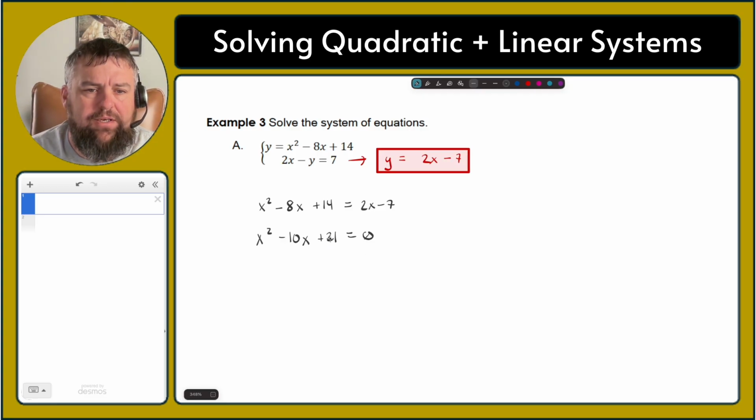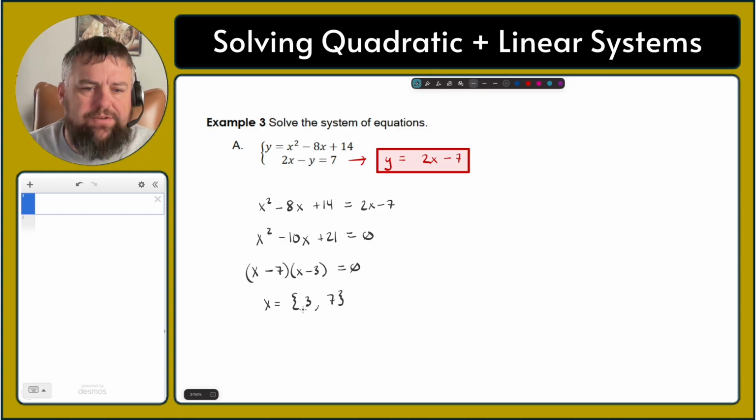Well, for this one, these look like numbers that I could probably factor, which I can. Two factors of 21 that are going to give me 10 are 7 and 3. So we're going to have two factors, x minus 7 times x minus 3, set equal to 0. So from there, we can see that x is going to have two values. It's either going to be positive 3 or positive 7.